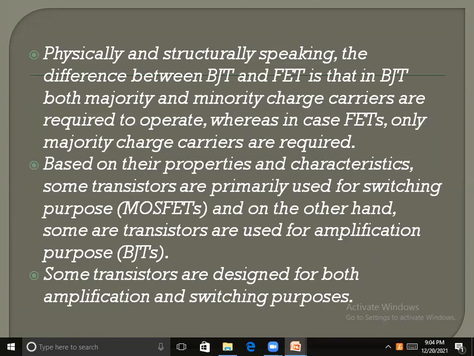Physically and structurally speaking, the difference between BJT and FET is that in BJT, both majority and minority charge carriers are required to operate, whereas in the case of field effect transistors, only majority charge carriers are required. Based on their properties and characteristics, some transistors are primarily used for switching purposes, and on the other hand, some transistors are used for amplification purposes. Some transistors are designed for both amplification and switching purposes.